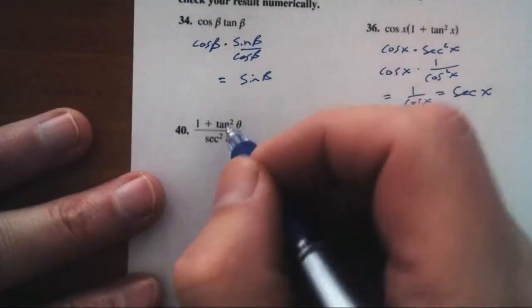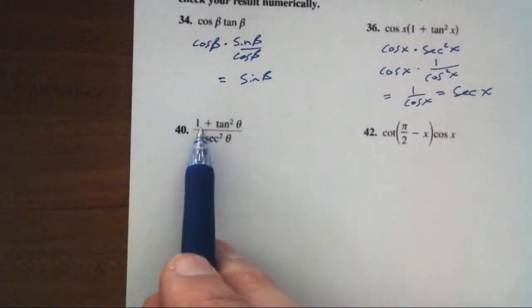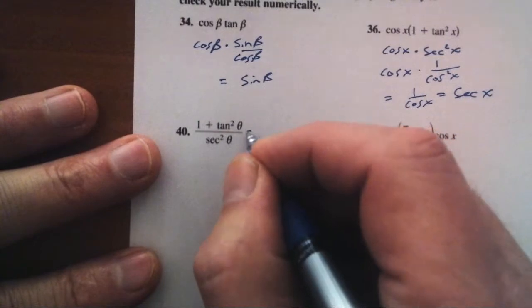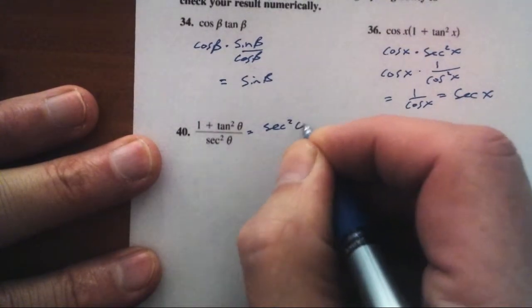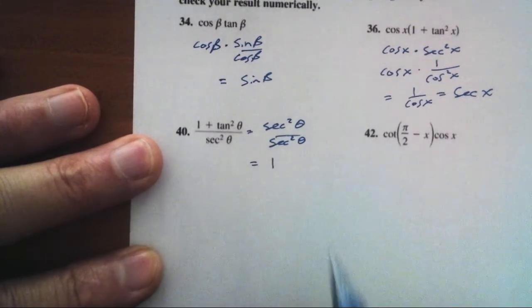Hopefully we're catching on to these. We see squareds. Think Pythagorean, especially when there's a plus or minus 1, something along that line with it. 1 plus tangent squared is secant squared. So this is secant squared of theta on secant squared of theta, or just 1.